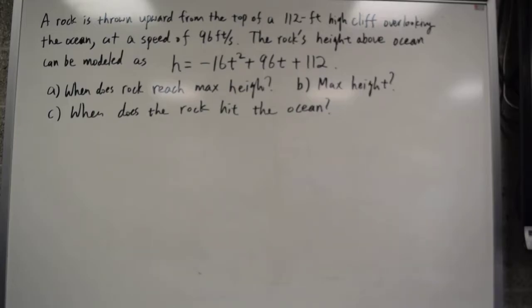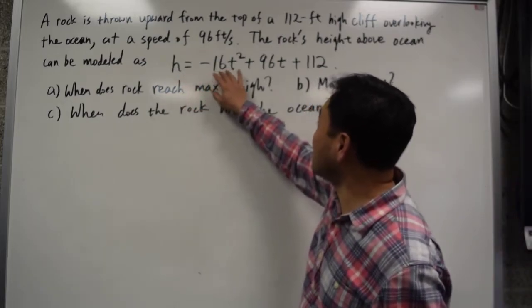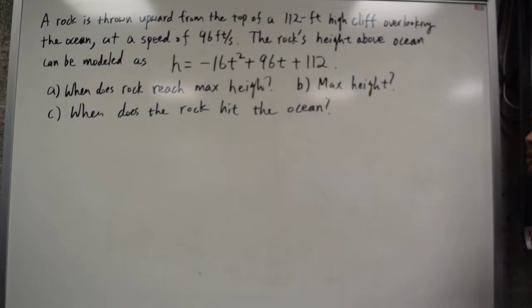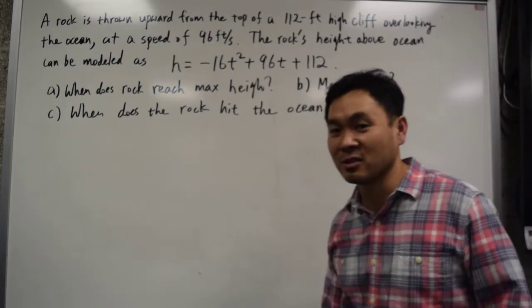A rock is thrown upward from the top of a 112 feet high cliff overlooking the ocean at a speed of 96 feet per second. The rock's height above the ocean can be modeled as h equals negative 16t squared plus 96t plus 112. A, when does the rock reach max height? And B, what is the actual max height? And C, when does the rock hit the ocean?